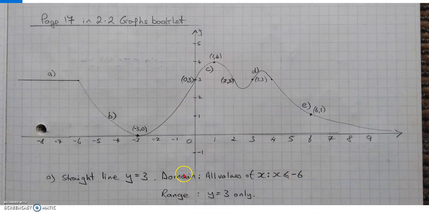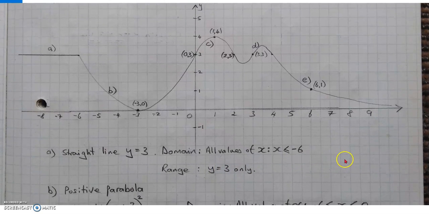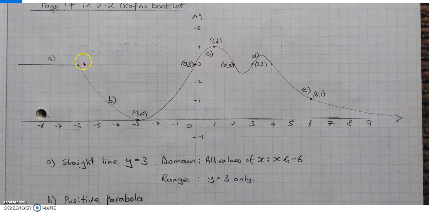The range, you're looking for the y values for which this can be drawn. Well, it can only be drawn for the y value of 3 because it stays 3 all the way along here. So the range is just y equals 3 only. Now let's move on to the next curve in the skate park.